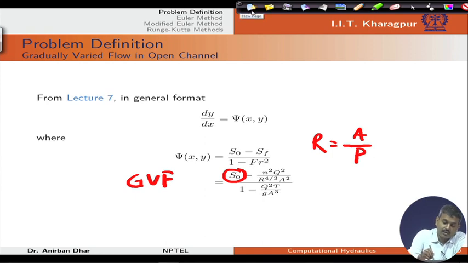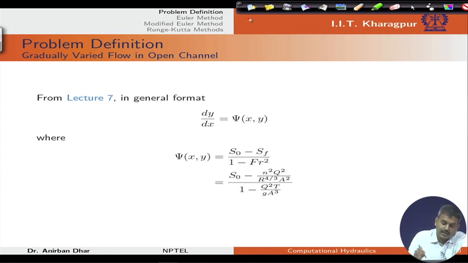Now, we can express this problem as psi as a function of y only, because there is no x in these expressions. So, we can directly calculate psi of x, y using the variation of y only.